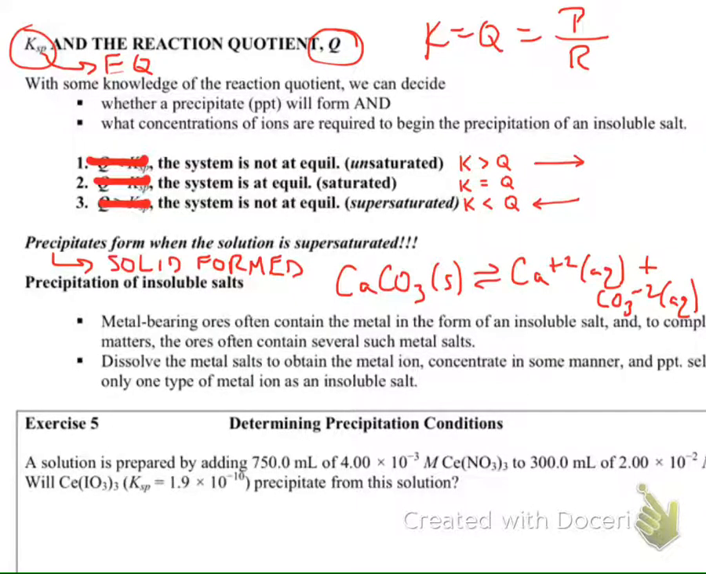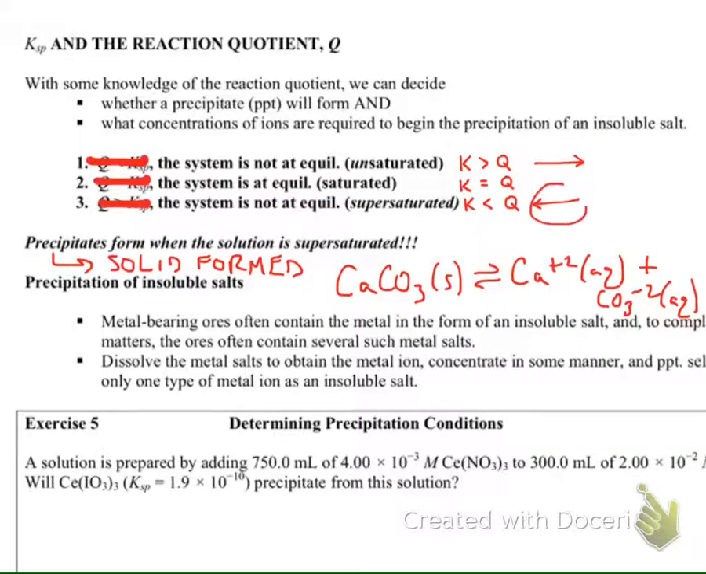So what we want to look at here is that we want to compare K to Q. And we did this in the previous part of this unit, where we compared K to Q, and we figured out which way the reaction would go. Would it go forward? Would it go backwards? Or would it simply be at equilibrium? And we're going to use that same concept this time to determine if a solid or precipitate will form.